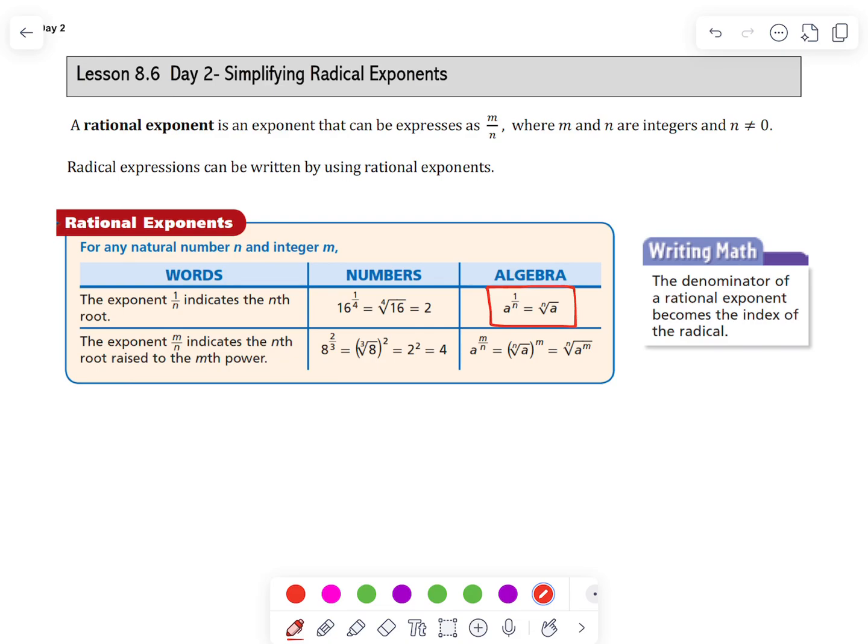The second one, the exponent of m divided by n, indicates the nth root raised to the mth power. So then there's again another example. And then here how you can use it.